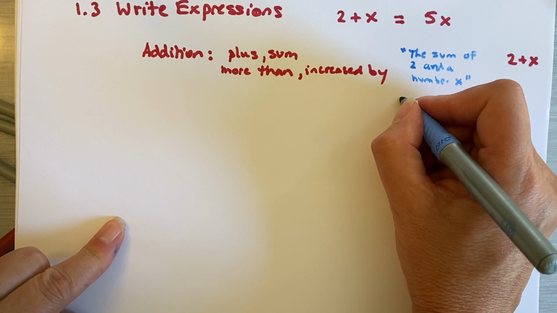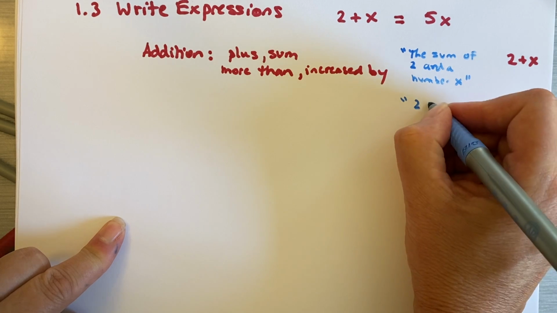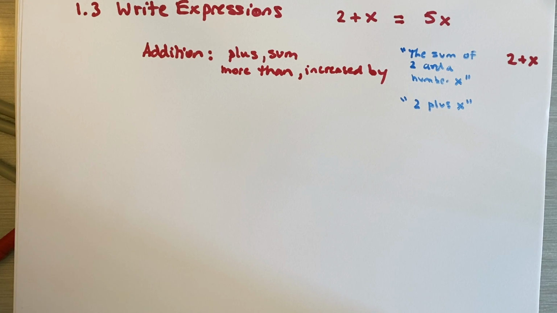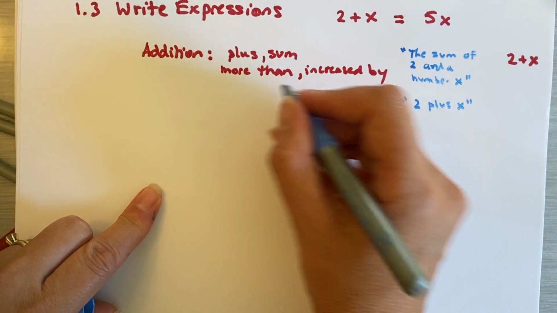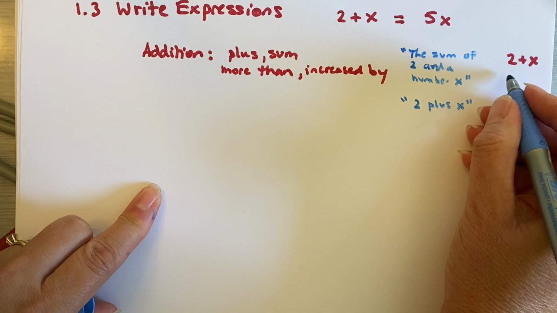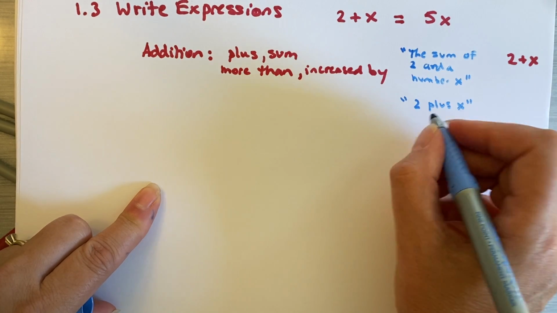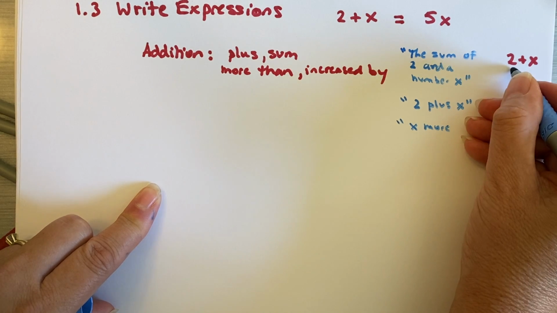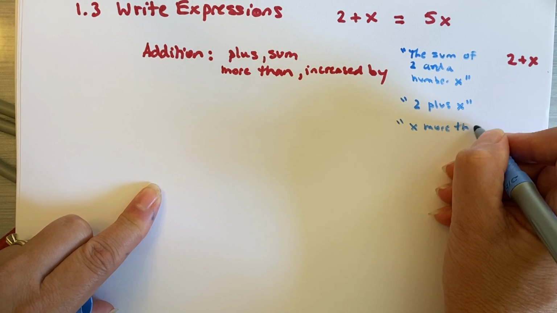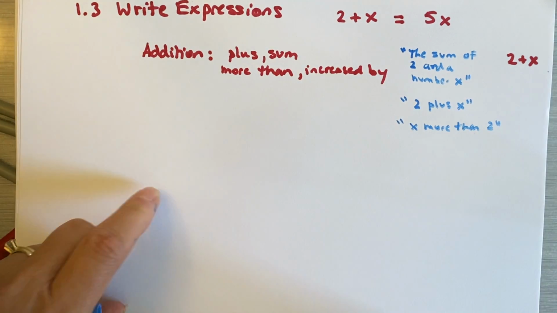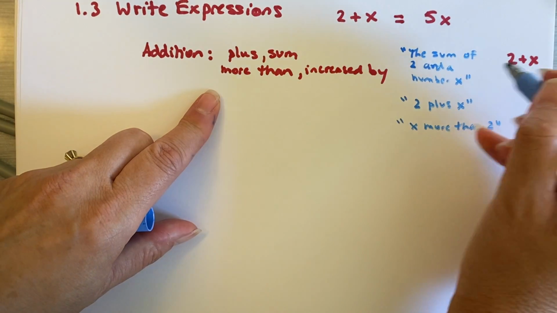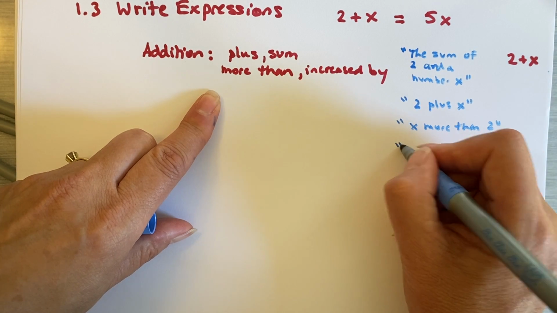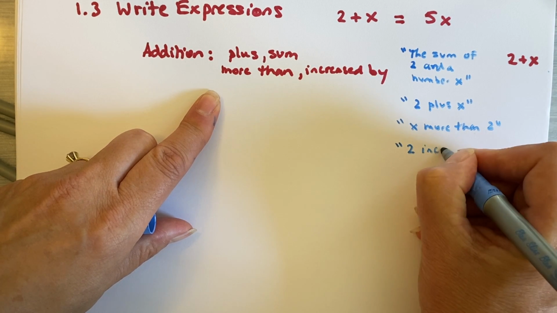I would have said 2 plus x. And if you had, you'd be right. That's another way of doing it. You could say x more than 2. You always do with the second number. You could say it's x more than 2 because you're starting with 2 and you're adding x. You could say 2 increased by x because you're starting with 2 and adding x.